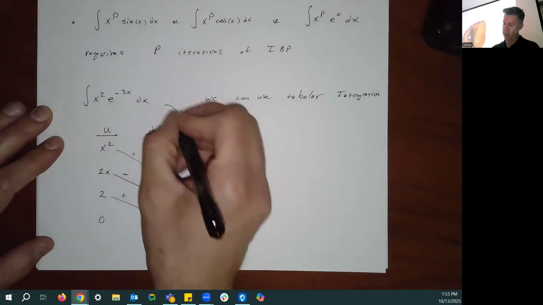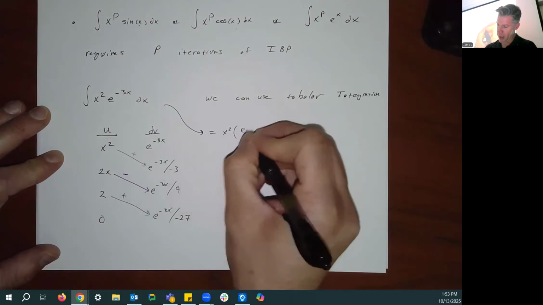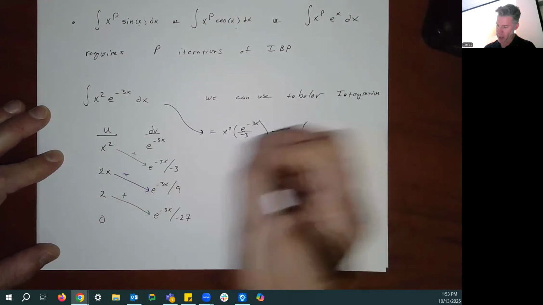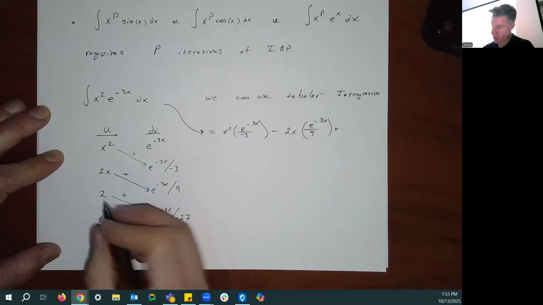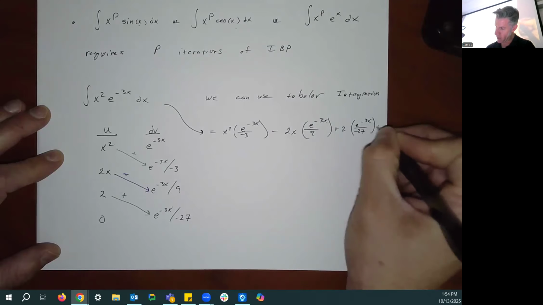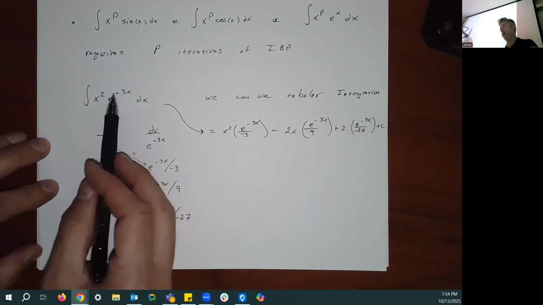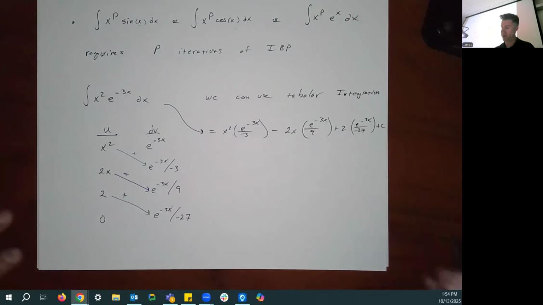So then our answer is going to be, check this out, x squared times e to the negative 3x over negative 3, minus 2x times e to the negative 3x over 9, plus 2 times e to the negative 3x over negative 27, plus c. That's it. You could also do this the long way, right? You could first do u equal x squared, dv equal to that, do a whole process, and then you're going to get some integral of x times e to the negative 3x, and then you do it again. That's the process of tabular integration.